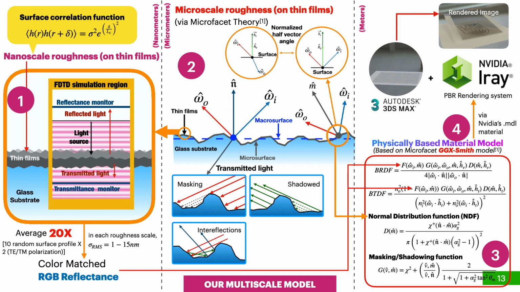The first is the normal distribution function, which describes the normal distribution. Then we have the second one, the masking and shadowing functions, that combine together so that we can produce a PBR material to render the visual effects of thin films under real-world environments.